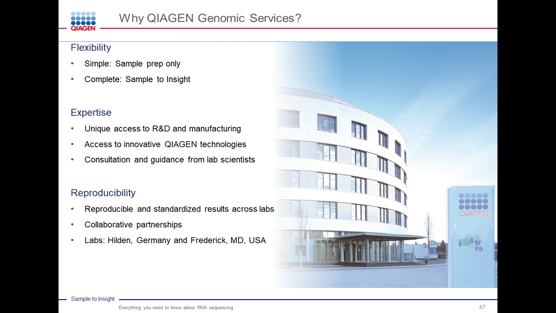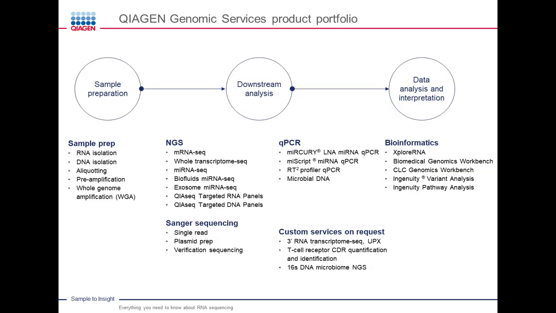In addition, you have access to people like me that have built the NGS kits, and also my colleagues that have built the qPCR kits, built the sample prep kits, built the automation, etc. So what types of services does the genomics group provide? They provide sample preparation services, library preparation services, Sanger-seq services, qPCR services, custom services. And in addition, they also perform data analysis and interpretation.